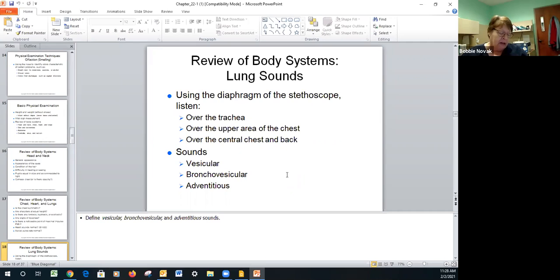Okay. Crackles are fine, coarse, non-musical sounds. Some people say they sound like if you twist your hair next to your ear. Other people say they sound like Rice Krispies, and they do. And that's your alveoli opening up.